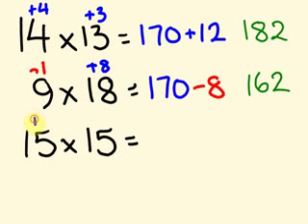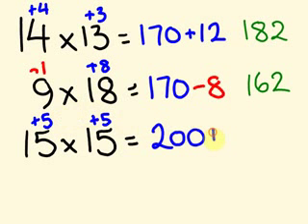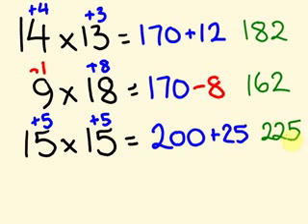So this one's 5 above, this one's 5 above. We add these together, so 15 plus 5 is 20, becomes 200. 5 times 5 is 25. We get the answer of 225. And you're going to see that, yeah, this is all obviously on paper, but these are not so bad to also start doing in your head.